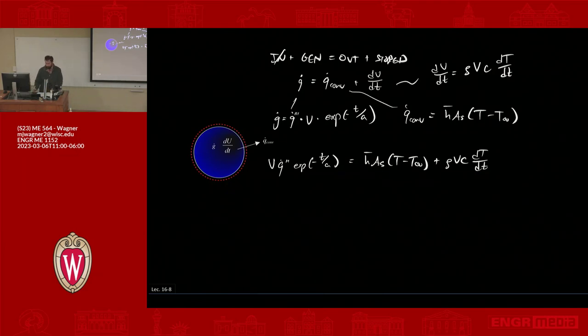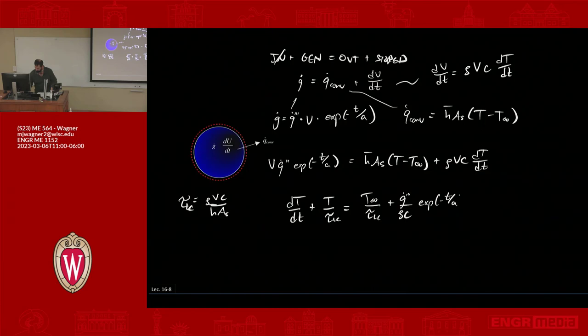So if we just write this in standard form, and we note our definition of tau is rho times V times c over h bar times A_s, right? That was our lump capacitance, tau LC. If we note that and just do the algebra, we end up with a simplified equation, which is dT dt plus T over tau LC equals T infinity over tau LC plus G dot triple prime over rho c times exponential of minus t over a. Right, just rearranging stuff there.